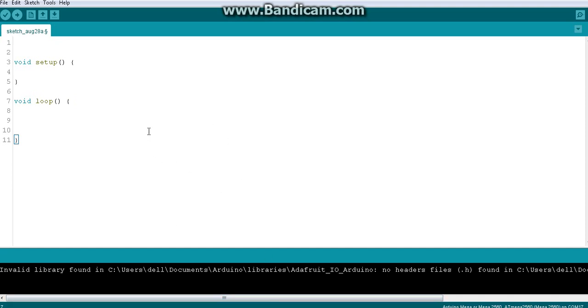Hello everyone. So in the last video we had a look at the fundamentals of analog input, how the 5 volt input is divided into 1024 pieces and assigned the values from 0 to 1023. So in today's video we will see how we can write the code to read the analog values, fundamentally talking.